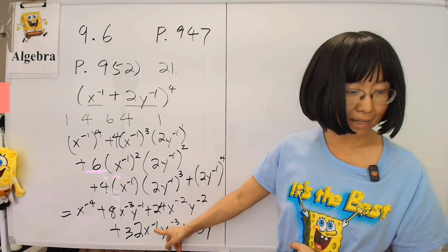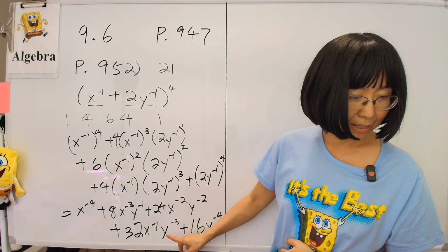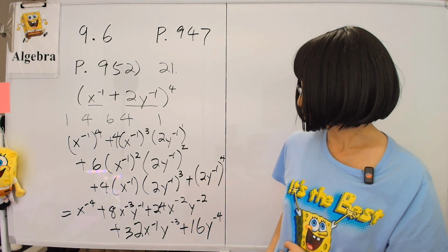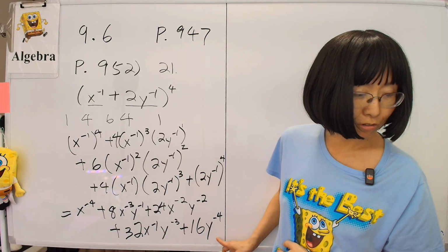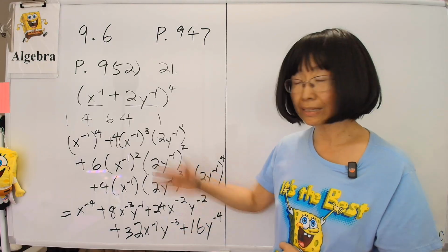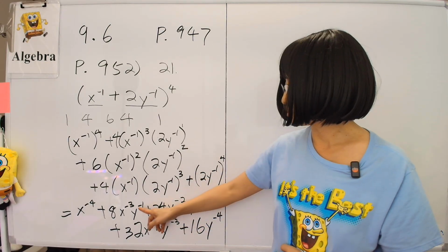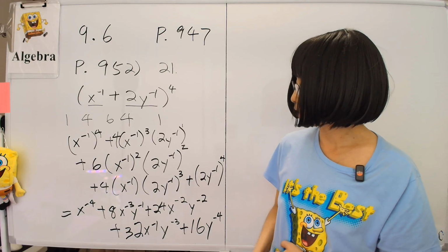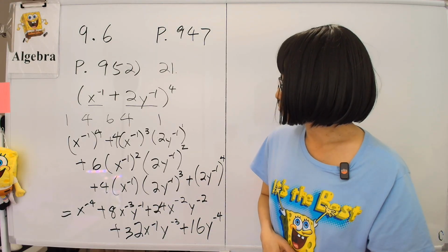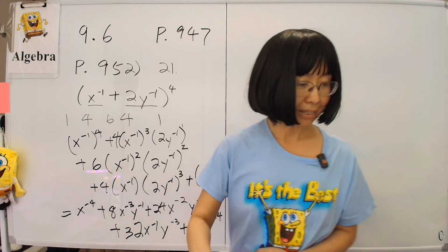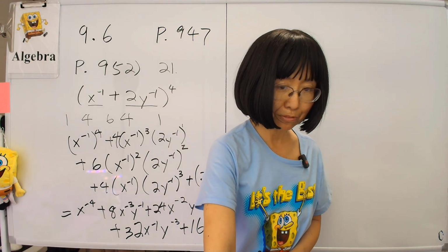There's x to the minus 1, and y to the power minus 3, and then 16 times y to the negative 4. So all these things are actually under the denominator, and the negative power is just how you can write it without writing the division line. But anyway, that is that for problem 21.